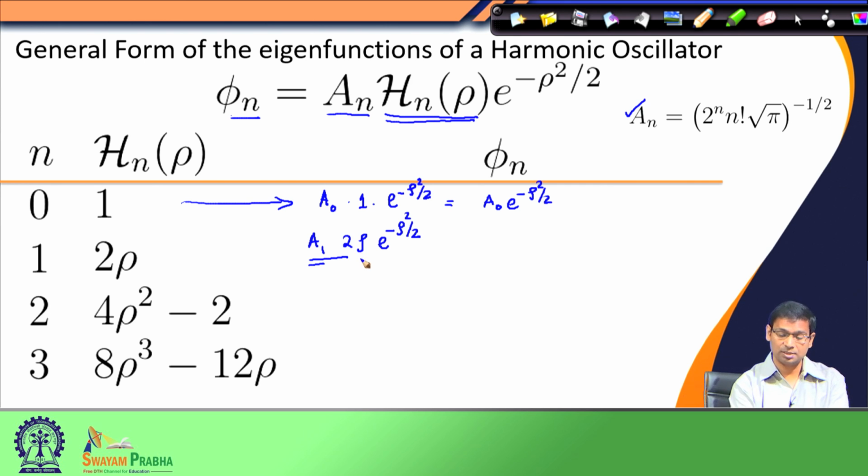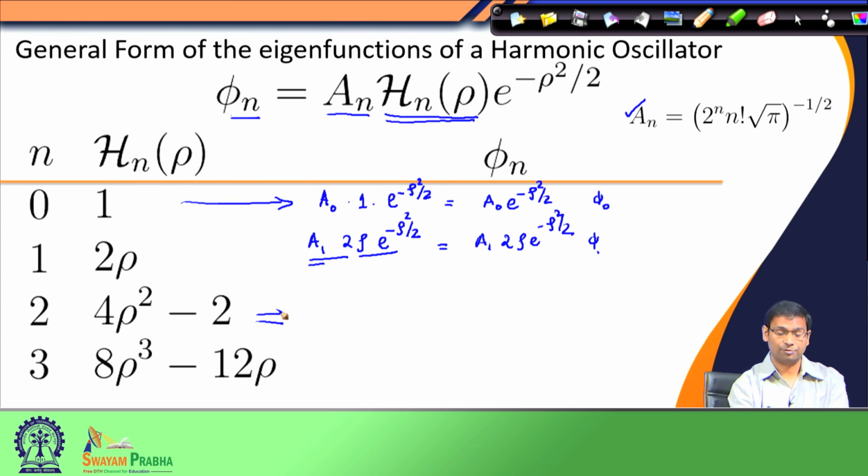For example, take this rho e to the power minus rho square by 2, which is phi 1, and try to normalize it independently, and you see whether you are obtaining this expression or not. So, a 1 times 2 rho e to the power minus rho square by 2. So, this is phi 1, this is phi 0.